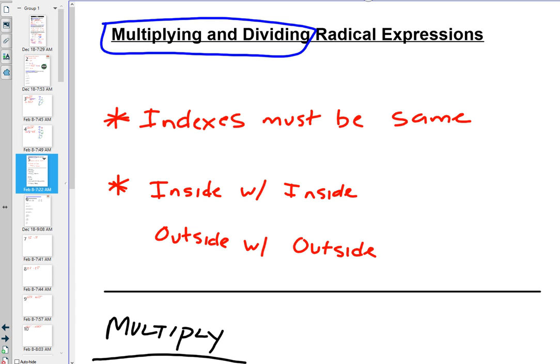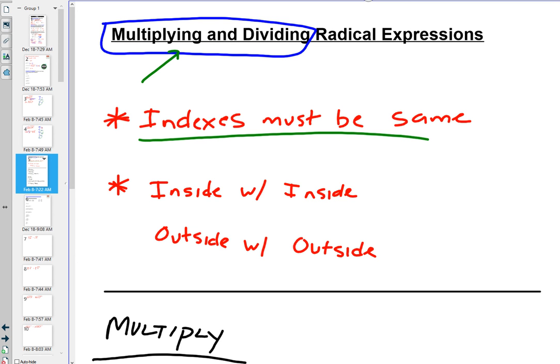In order to multiply and divide, here's the other thing I need to ask. The indexes have to be the same. That's no doubt about it. In order to multiply and divide, the indexes of the radicals have to be the same. But for multiplying and dividing, if they're not the same, then there's a way to make them the same. Adding and subtracting, you can't. If you have different indexes in adding and subtracting, you just say they're not like terms, that's it.